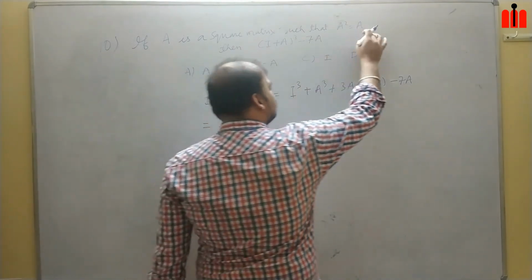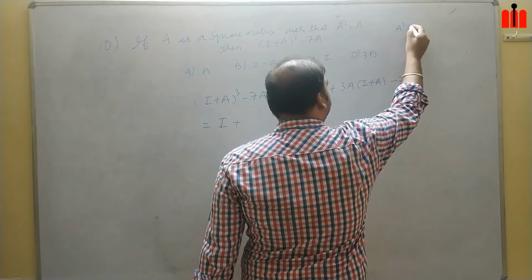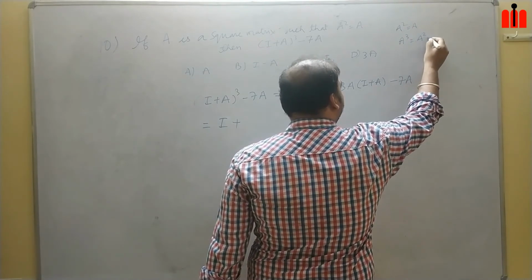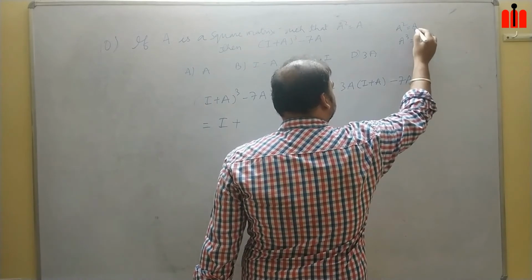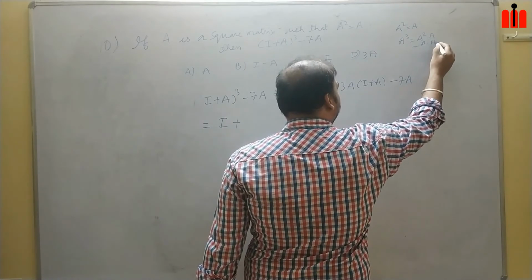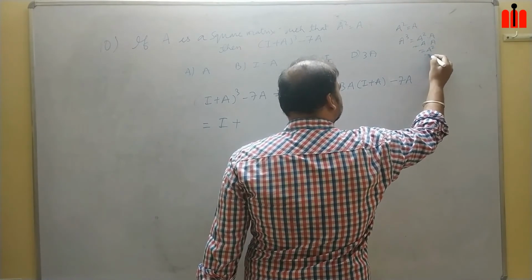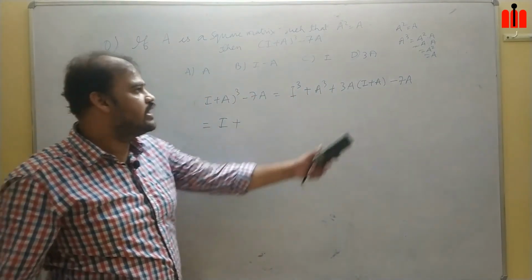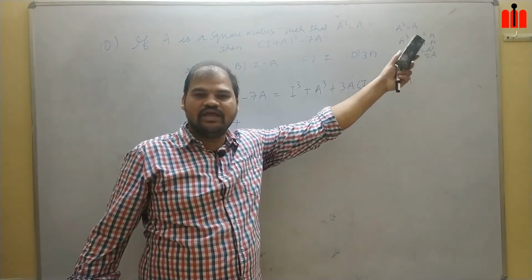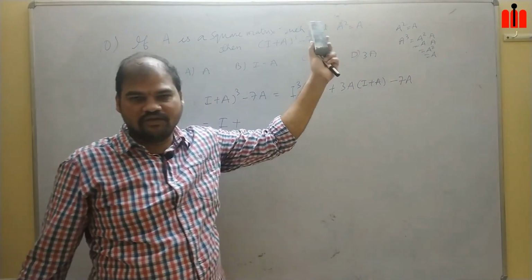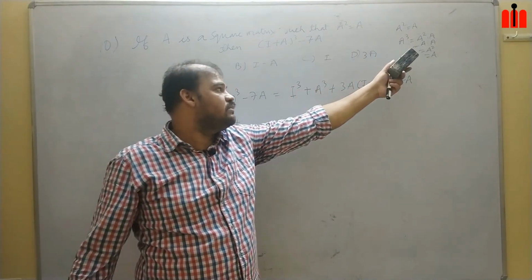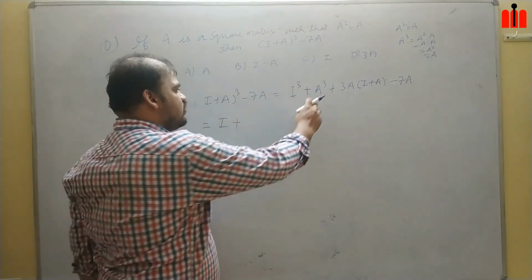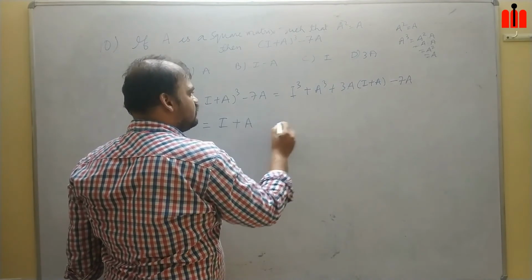So A square equal to A. What will be A cube? A cube will be equal to A square into A. A square is nothing but A. So A into A, again it is A square, so it will become A. So A cube is also A. A square is equal to A as given in the problem statement.